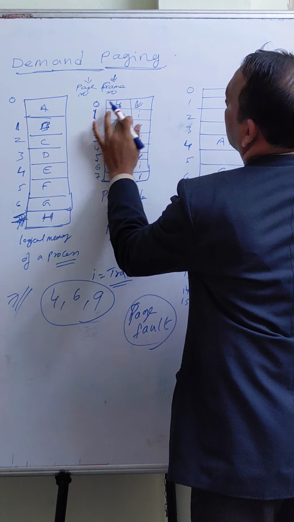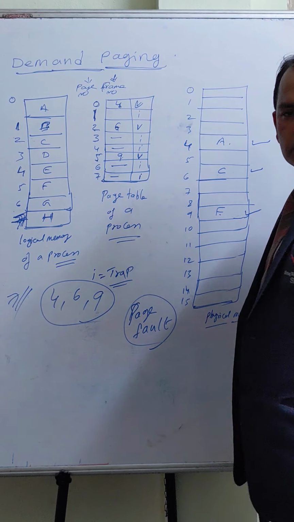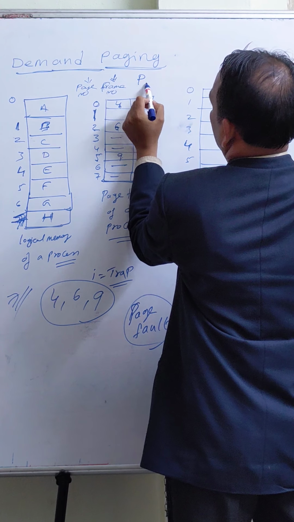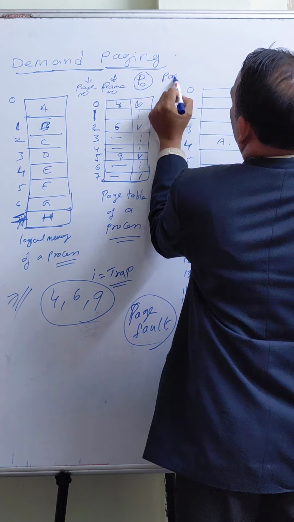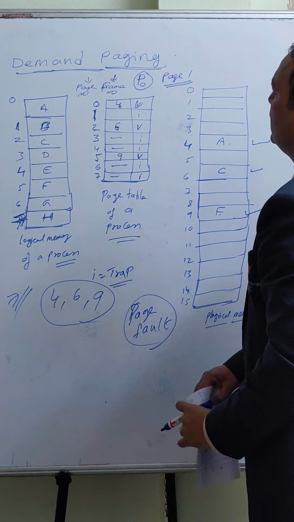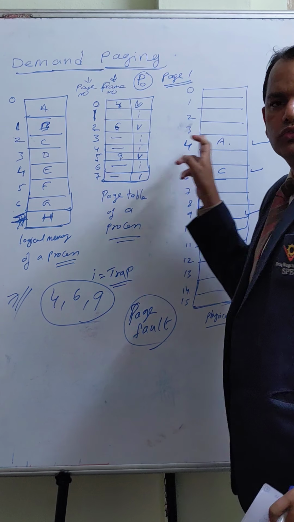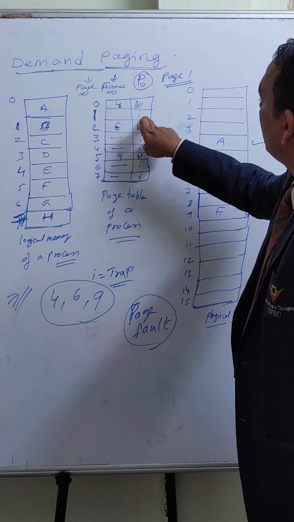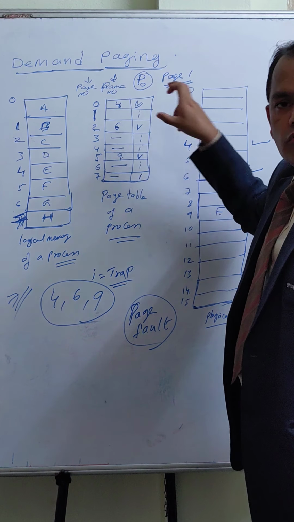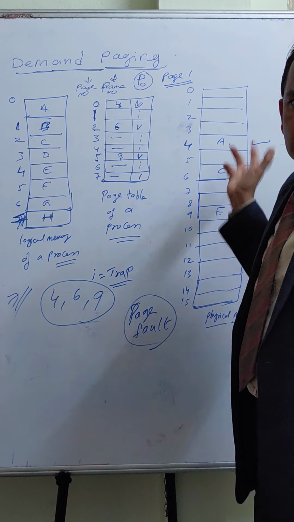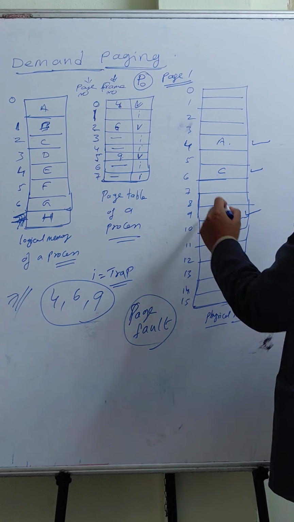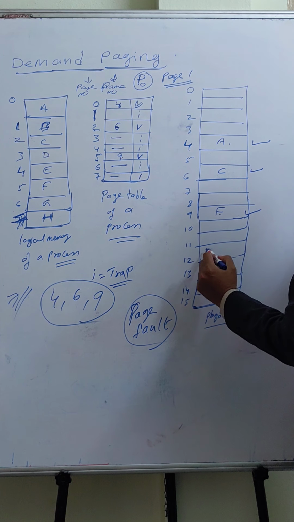Suppose the process P0 needs page number 1. Page 1 is not loaded. But how is it to be loaded? First we check that this is I, meaning invalid, it's not loaded. We need to load it from the secondary memory to the main memory. We'll check which frame is free. Now I see that this frame is free. Suppose this frame 11 is free.